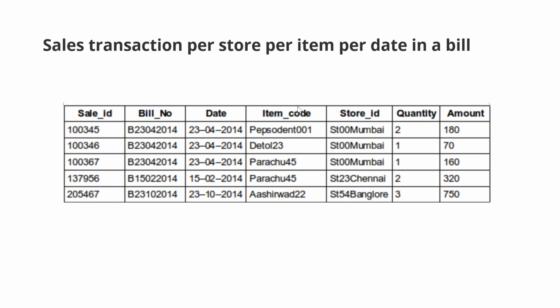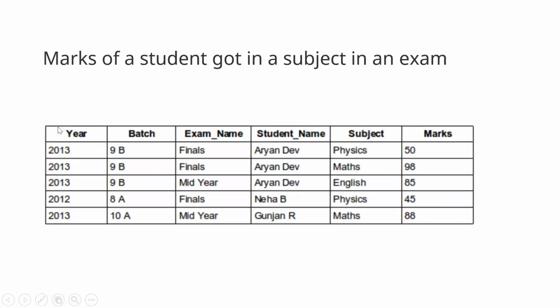We have another example. Over there, we can see a particular exam result has been stored: year, batches, exam name, student name, subject, marks. Over there, I can say it's the marks a student received in a subject in a particular exam. Just like you can see, for the particular student, Aryan Dev.